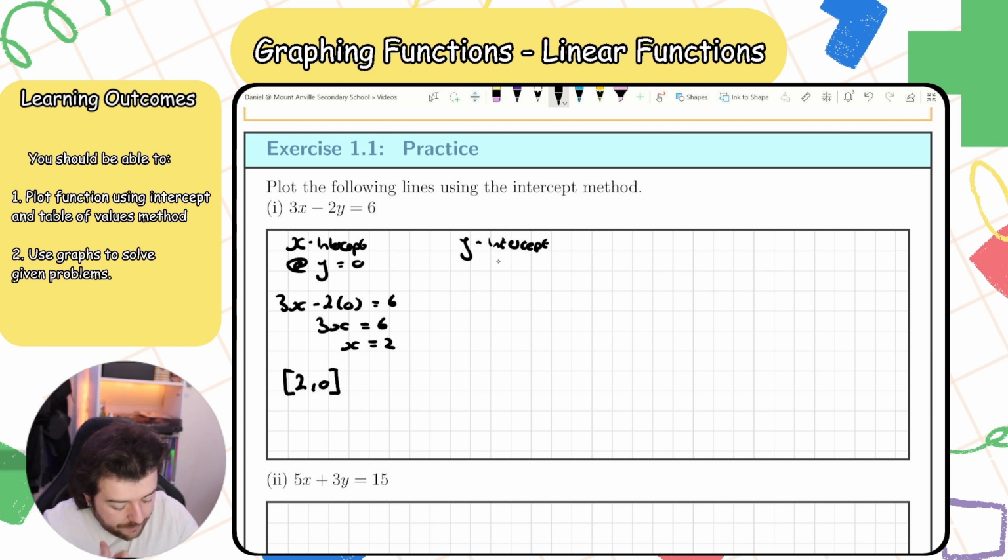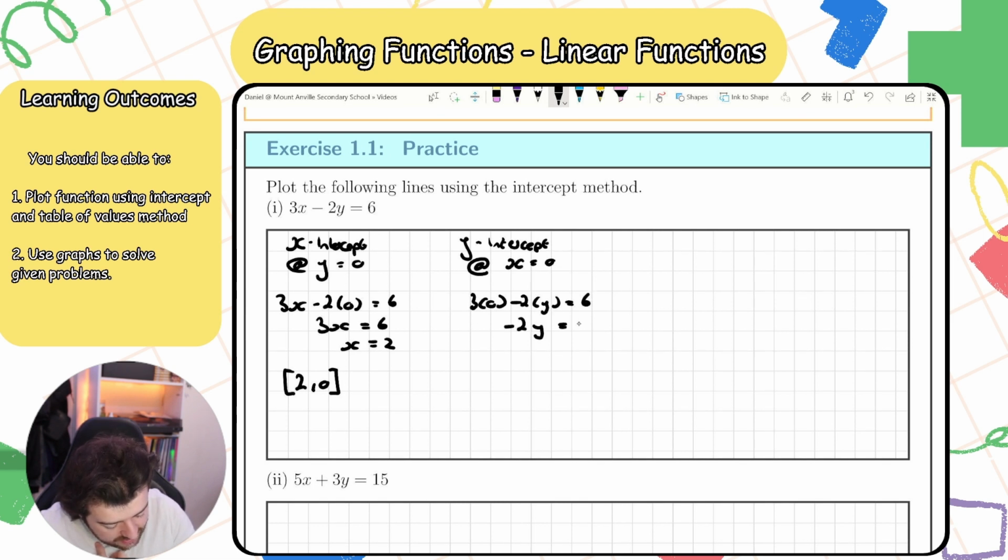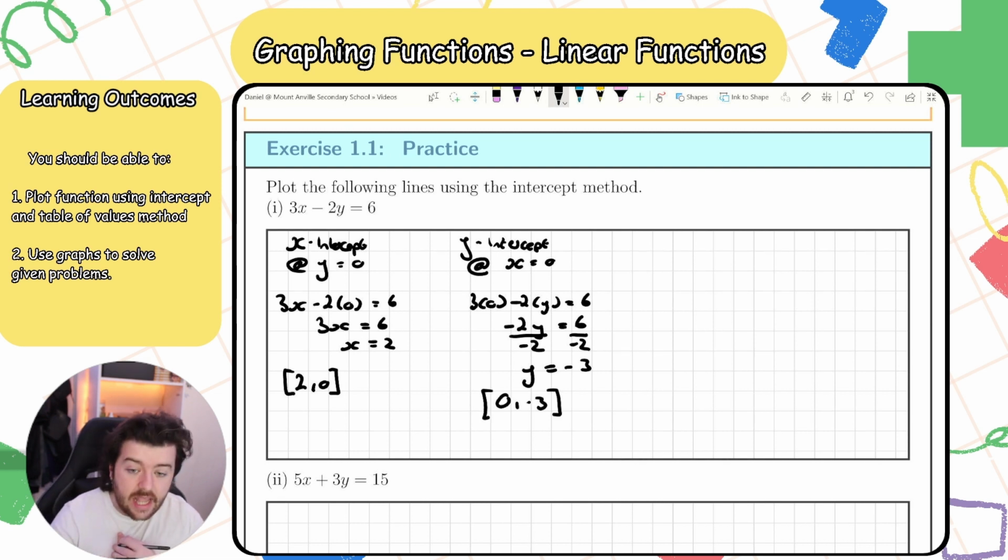My next one here, my y-intercept, that happens at x equals 0. So I have 3 times 0 minus 2 times y is equal to 6. -2y is equal to 6. Divide both sides by -2. y is going to equal -3. So (0, -3) is my other point. Now I just need to draw out a little axis and plot down 2 points. That's it.